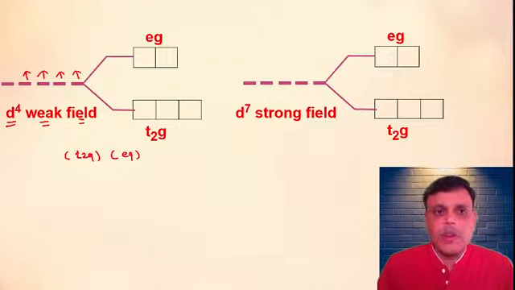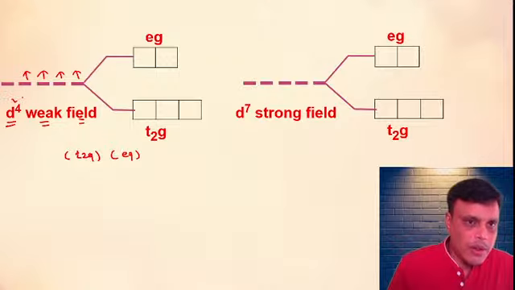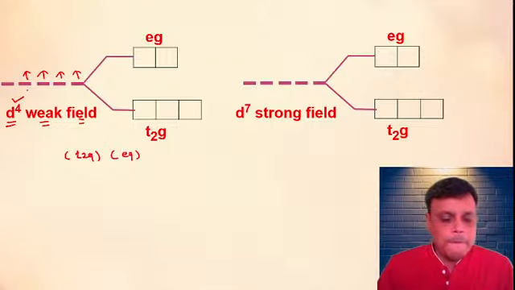You have 4 electrons in the free metal ion, so that means you have the d4 system. Okay, tell me quickly. Tell me the electronic configuration.